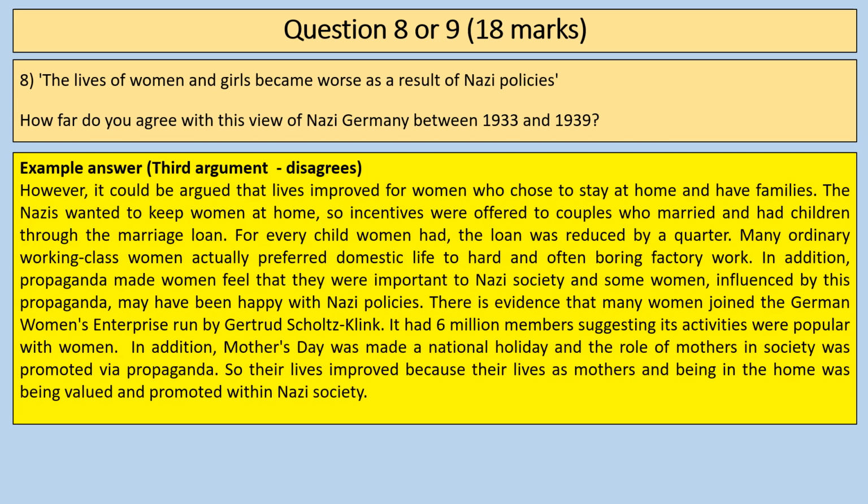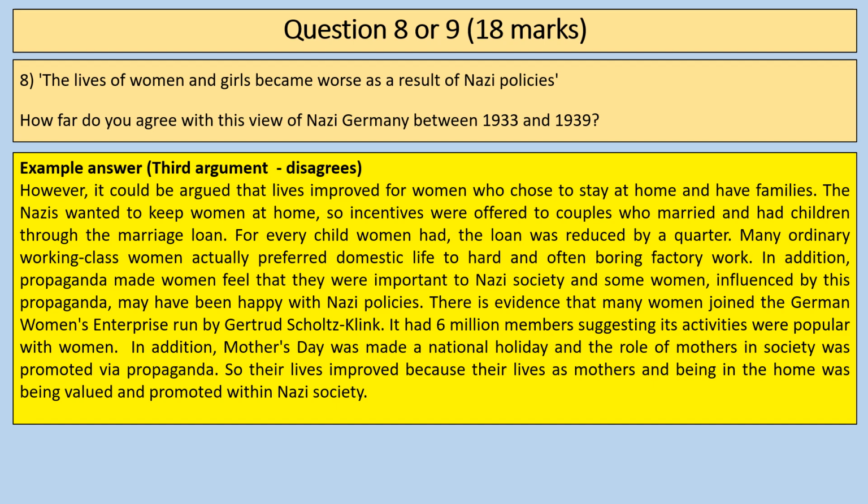Third argument disagrees. However, it could be argued that the lives improved for women who chose to stay at home and have families. The Nazis wanted to keep women at home, so incentives were offered to couples who married and had children through the marriage loan. For every child women had, the loan was reduced by a quarter. Many ordinary working class women actually preferred domestic life to hard and often boring factory work.